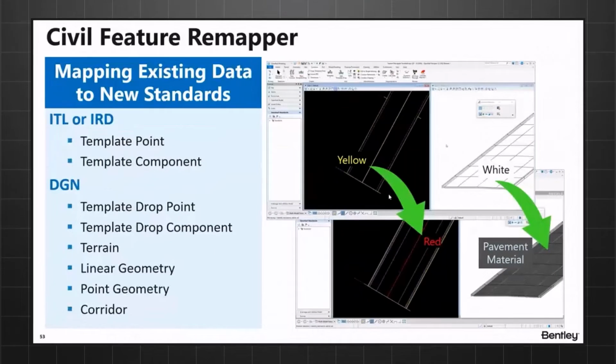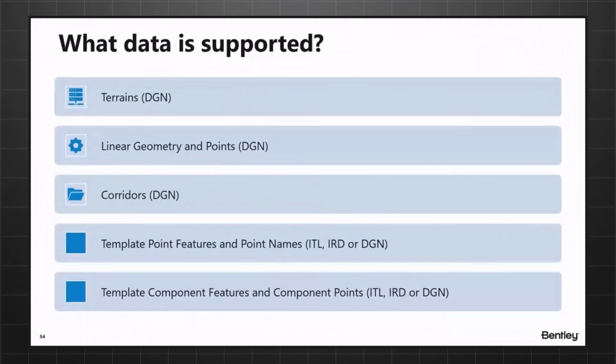And again, very simple what it does. It just maps existing data to newer standards. It can work on a DGN file. It can also work on ITL and IRD files as well. You may wonder what kind of data is supported. It can update the features on terrain data. It can update the features on linear geometry and points. It can update features on corridors, on template point features and point names, as well as component features and component points. And it can do those in an ITL, in an IRD, and in a DGN.